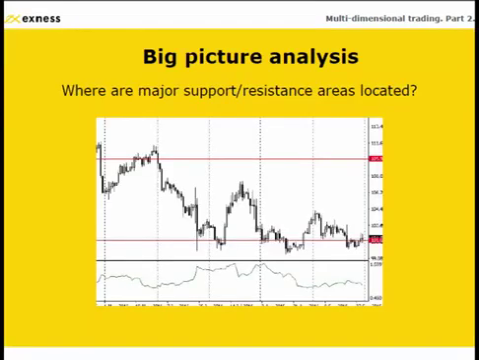And the third important question is, where are major support and resistance areas located? When we talk about support and resistance, we assume that it is not a line. It is rather an area. If you look at the American dollar versus Japanese yen, you would see that here we see an evident resistance area, but there is no line here. Market actually shows us resistance on some large area, possibly 70-80 pips or so.